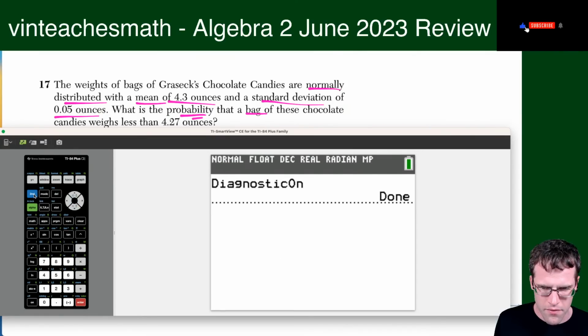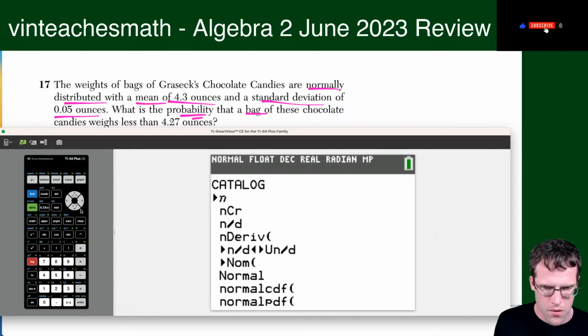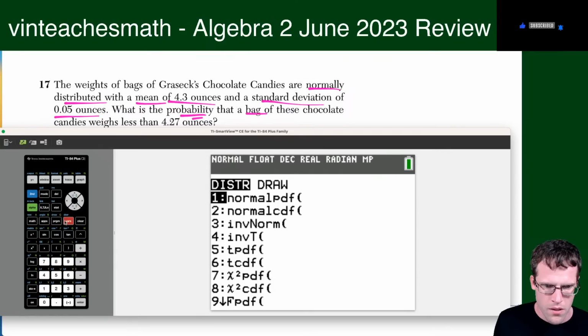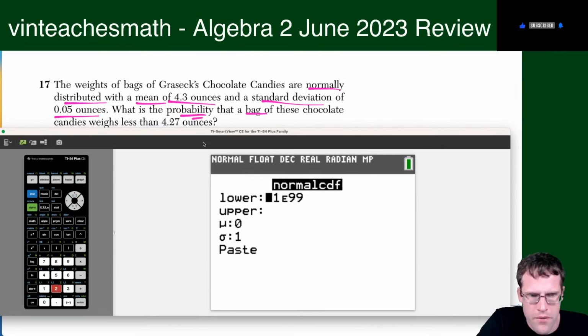So normal CDF. So you could just go to the catalog if you forget where things are. And normal is here. Okay, so normal CDF. Second vars for the win. Okay, normal CDF. Or just scroll there. Oh yeah, and look, I put the diagnostic on, now everything's nice.